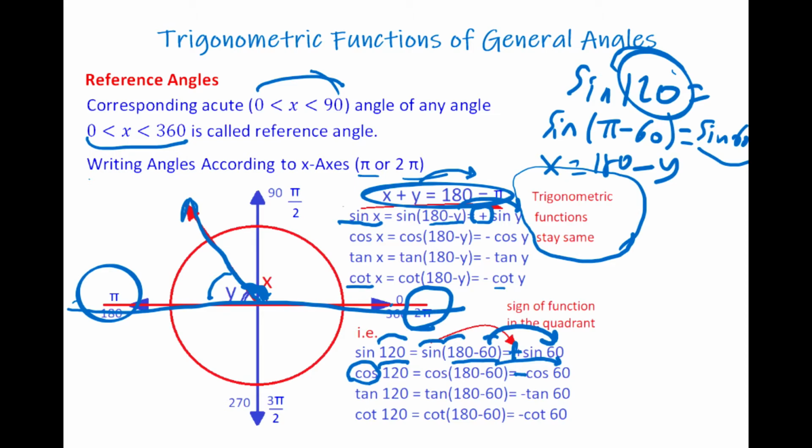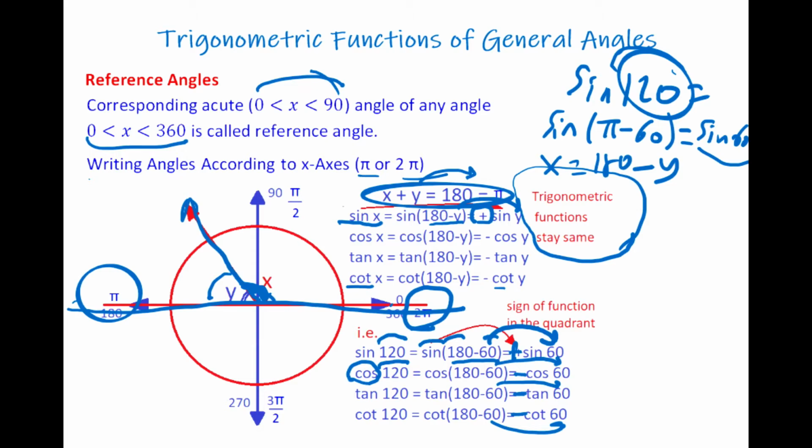Tangent 120. Again, this is in the second region. And in the second region, tangent is negative. And again, that 60 comes over here. The same thing for cotangent, guys. Cotangent is negative, so this is going to be negative. And 60 comes over here. Here, guys, our function is in the second region. And in the second region, this is how we can write any angle according to the x-axis or by using pi or 2 pi.